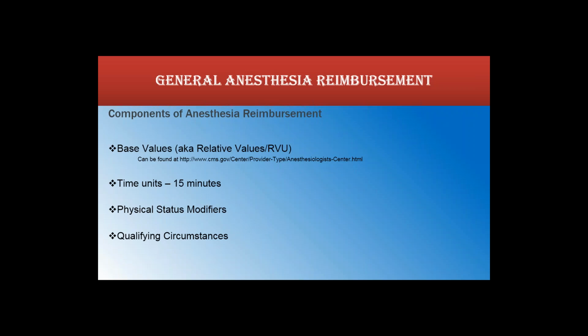General anesthesia reimbursement. Components of anesthesia reimbursement. We have base values, which are relative values or RVUs. A listing of these can be found at the website at CMS. Time units, which are indicated in blocks of 15 minutes. Physical status modifiers, and qualifying circumstances.